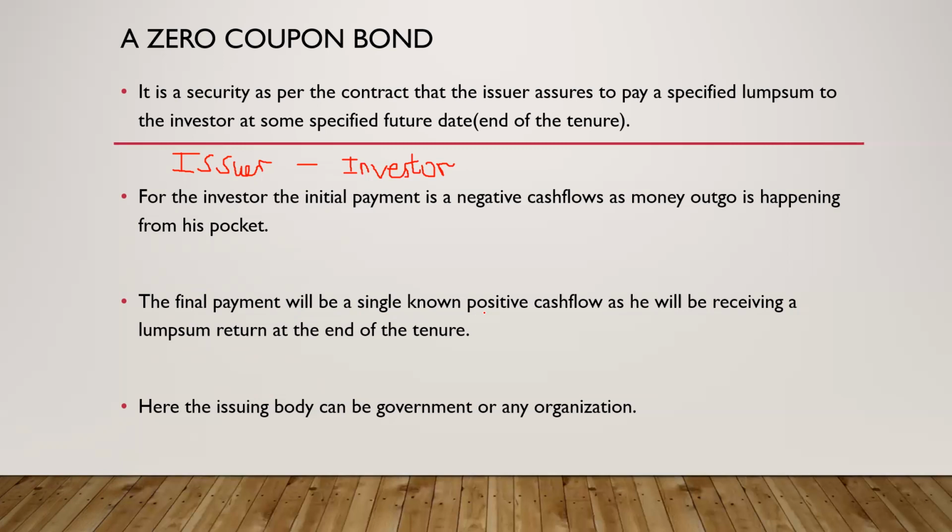Here, the issuer of the zero coupon bond, or the issuing body, can be a government or any organization. So remember one thing, any debt instrument which is issued by the government is known as a bond. But if it is issued by an organization, it is known as a debenture. That fact is not mentioned in these slides, but it is a point of information which I want to share. So if a government issues, that becomes a bond, and if an organization issues, that becomes a debenture.